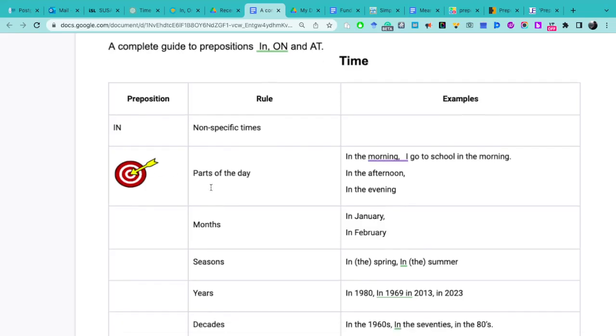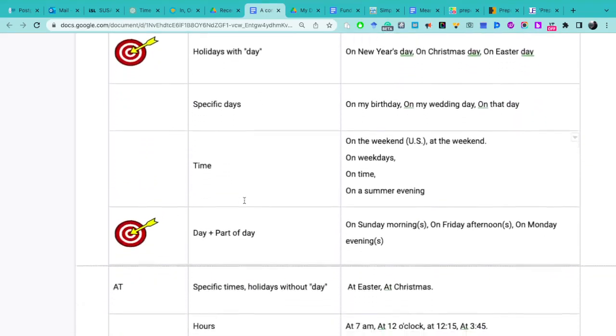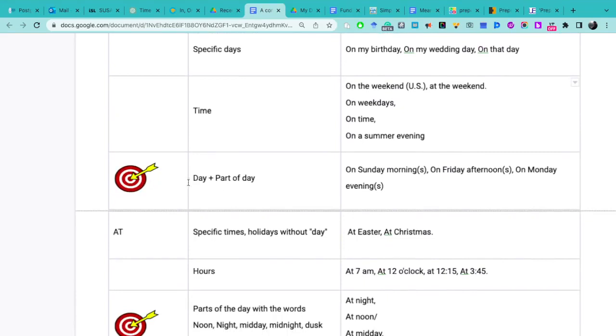So in this sense, that's why I have put this one, to indicate that this rule is similar to the rule for the preposition on. But the difference is that we must include a day of the week here. Here we have on Sunday mornings, on Friday afternoons, on Monday evenings, I go to run, or walk to the park, or jog to the park. So we use the preposition on with days plus parts of the day.